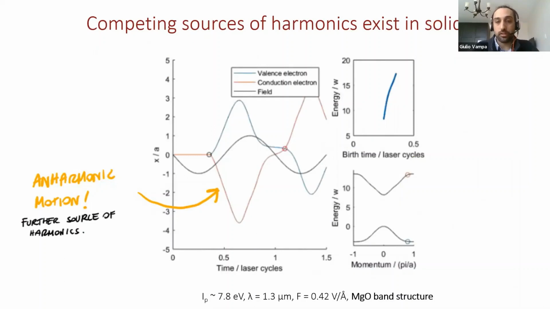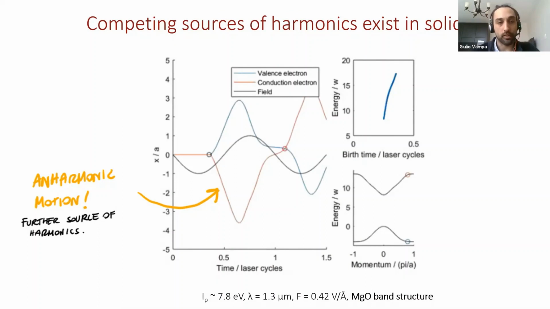Now, what is interesting though is that harmonics emission from solids, and this is why they're nonlinear all the way, has a lot more richness than gas phase. There are other ways you can make harmonics. For example, one of the mechanisms that has been studied the most is this anharmonic motion. People call them Bloch harmonics, and basically it is the following.